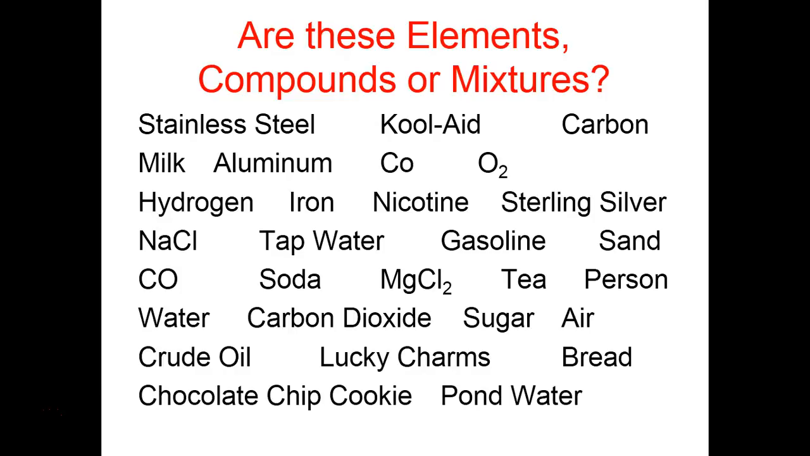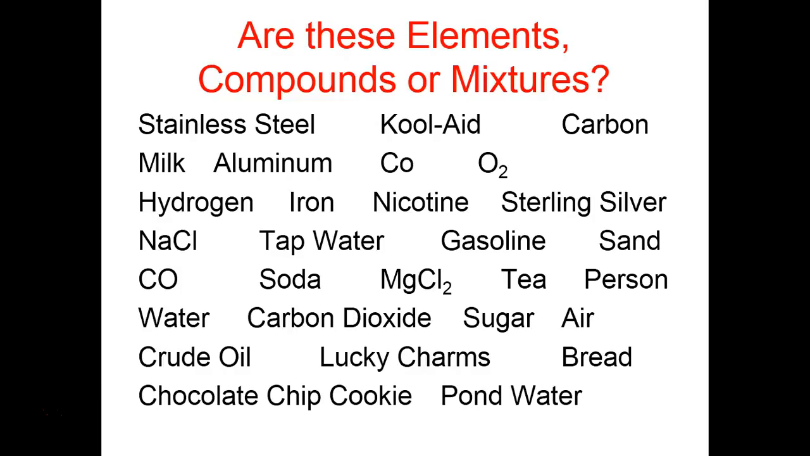Gasoline is a mixture as well. You know that there's ethanol mixed in with gasoline, and there's E85, which is a type of gasoline with even more ethanol in it, and then you've got different blends of gasoline. You've got the premium and the lower octane sorts of gasolines, and so gasoline is a mixture, and there are actually different mixtures of it. Sand is a mixture, different kinds of rock in there.